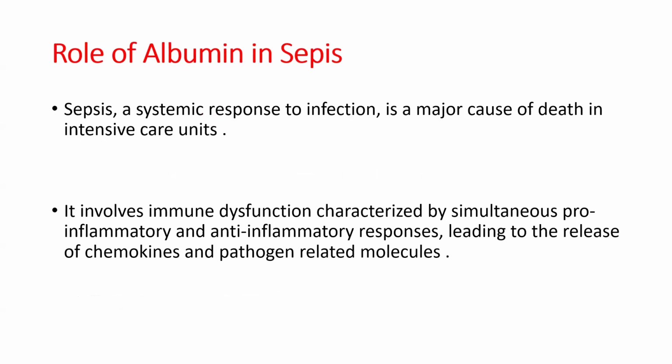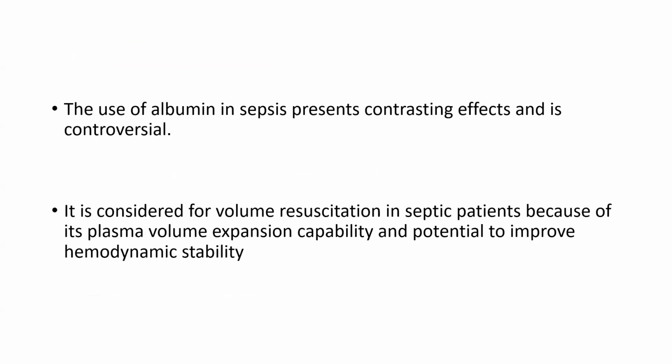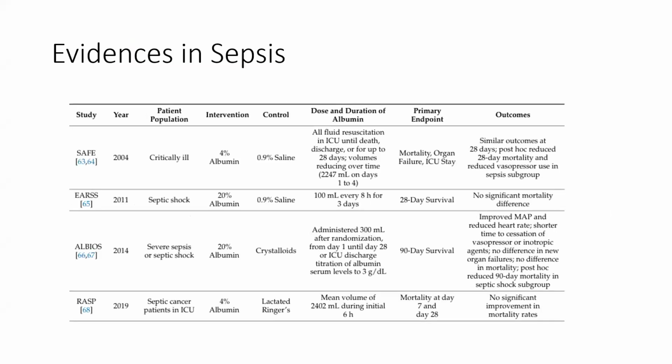Sepsis is the systemic response to infection and it is a major cause of death in the intensive care unit. It involves immune dysfunction characterized by simultaneous pro-inflammatory and anti-inflammatory responses, leading to the release of chemokines and pathogen-related molecules. So the use of albumin in sepsis presents contrasting effects and is controversial. It is considered for volume resuscitation in septic patients because of its plasma volume expansion capability and potential to improve hemodynamic stability. So these are the evidences in sepsis.